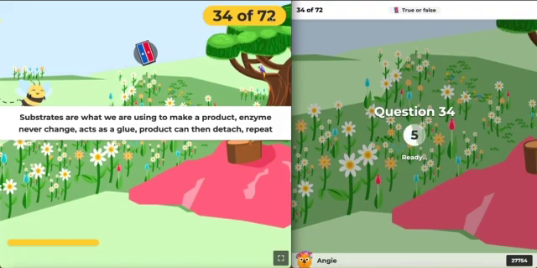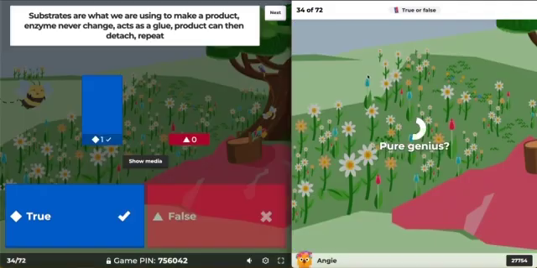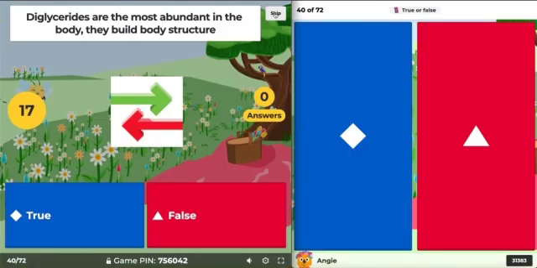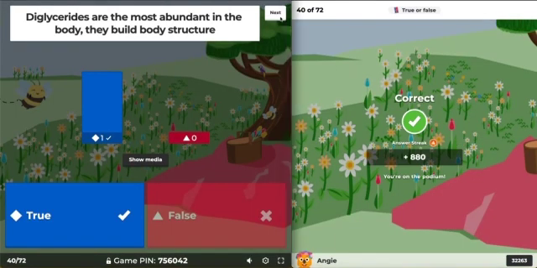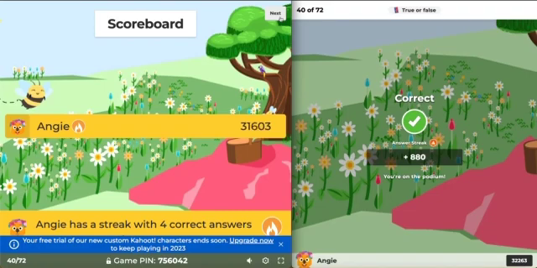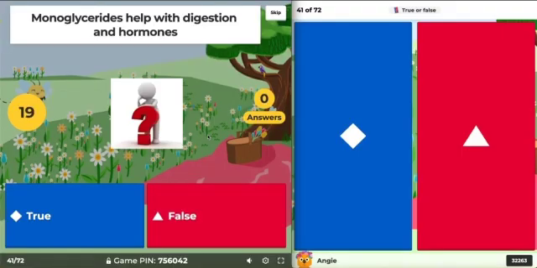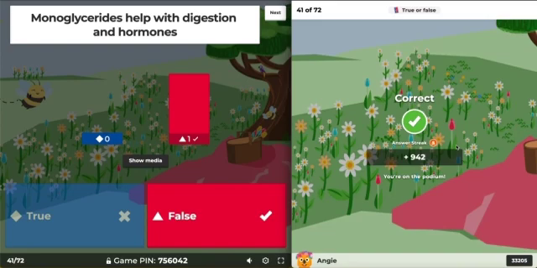Substrates are what we are using to make a product. Enzymes never change, act as glue, product can detach, repeat. This is true. Substrates are what binds to the enzyme and creates the product. Then the product detaches and the enzyme can repeat. This is true. Monoglycerides help with digestion and hormones. This is false. They do not do that. That is not their main function.